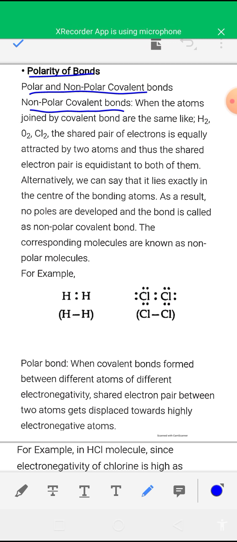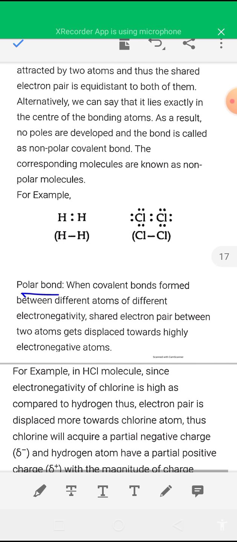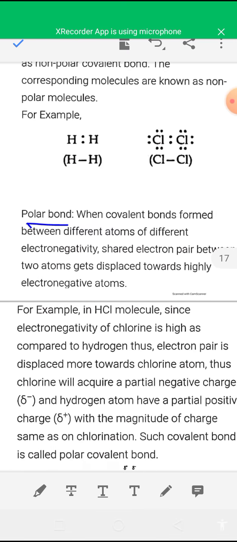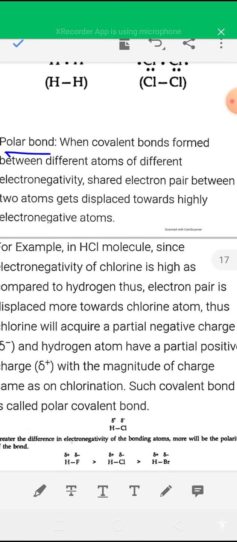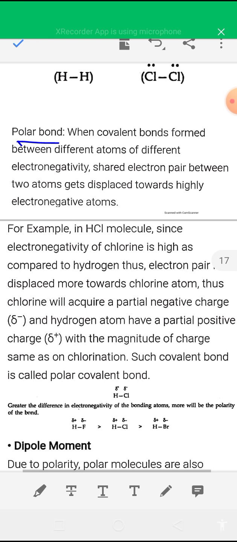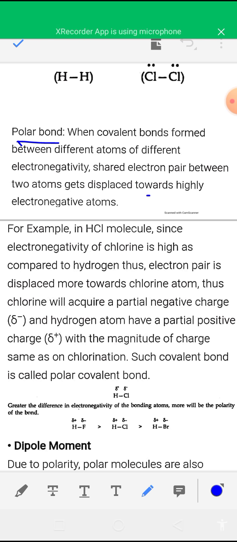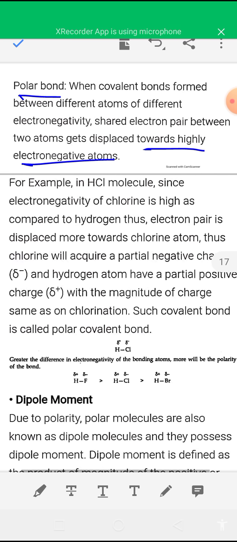But if the covalent bond is formed between two atoms having different electronegativity, then the shared electron pair between the two atoms gets displaced towards the highly electronegative atom, and therefore the highly electronegative atom acquires a negative charge and the less electronegative atom acquires a positive charge.